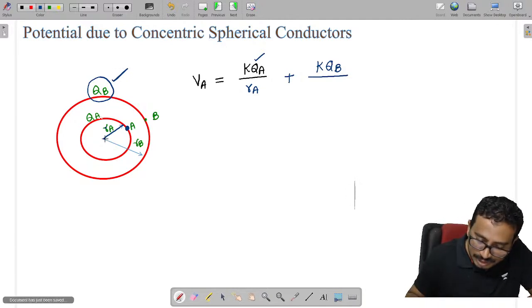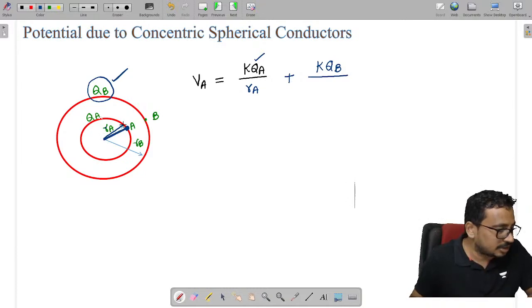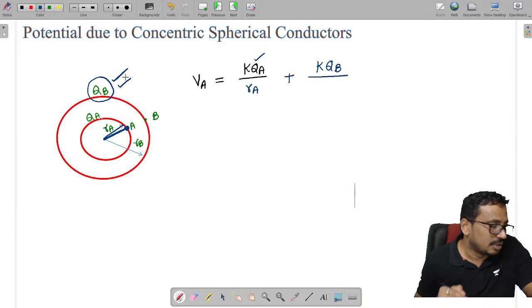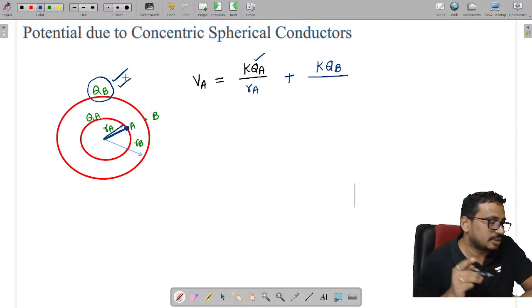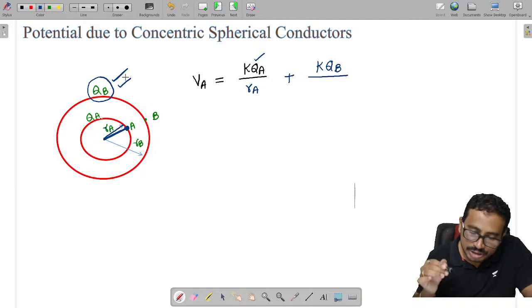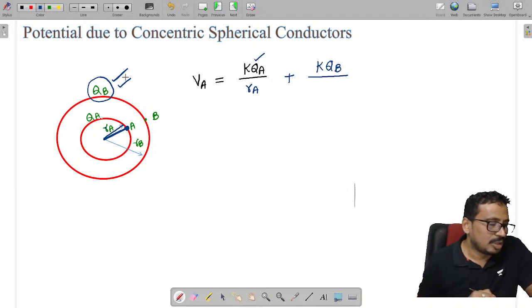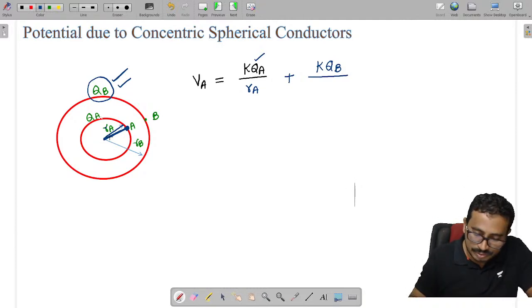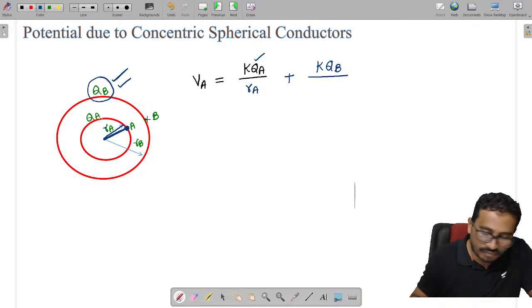Now you tell me, from here to here we have a distance. What is the radius of the second charge? The radius of the second charge is RB. Now which is the bigger value? So this distance is R, and this I want to find here. So that means it has to be written as RB.